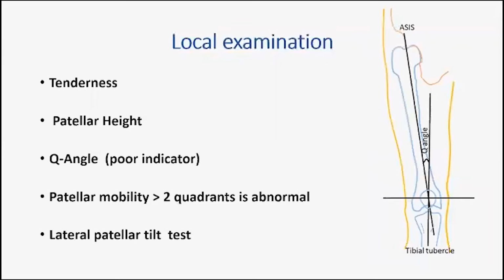Local examination includes a full knee examination for effusion and for tenderness over the medial aspect of the patella and the medial femoral condyle. Patella height can also be assessed clinically in the sitting position, along with the Q angle and patellar mobility. If it is more than 2 quadrants, it is abnormal. The lateral patellar tilt test identifies lateral structure tightening.